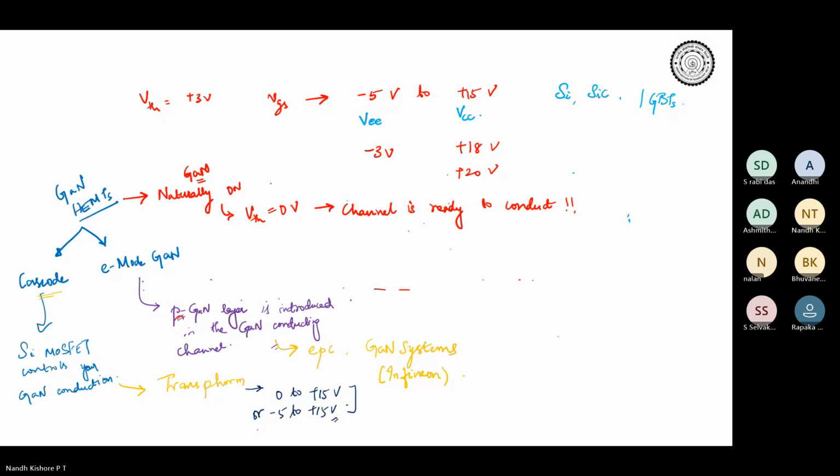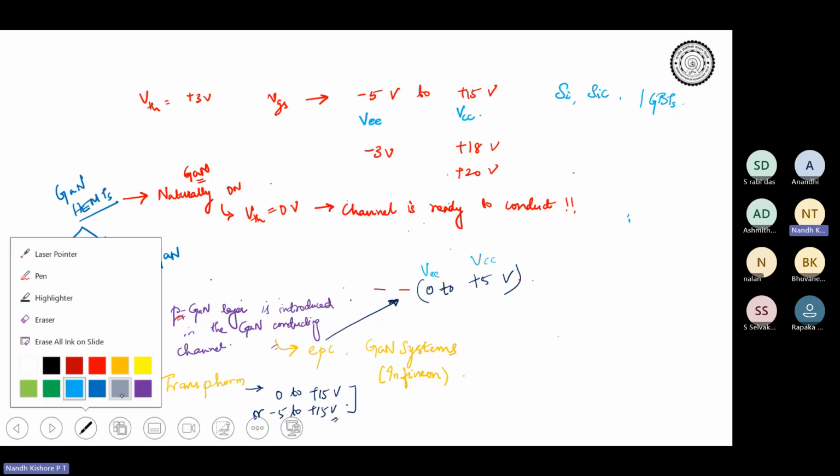Okay. However, if we come to E-mode GaN, that is, you have EPC and GaN Systems which manufacture that. So if you come to E-mode GaN, EPC recommends using a gate drive voltage only between 0 to plus 5 volts. So 0 is the VEE and plus 5 is the VCC. They don't recommend any negative gate drive voltage.